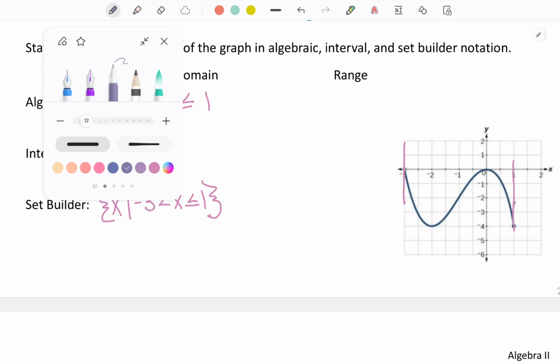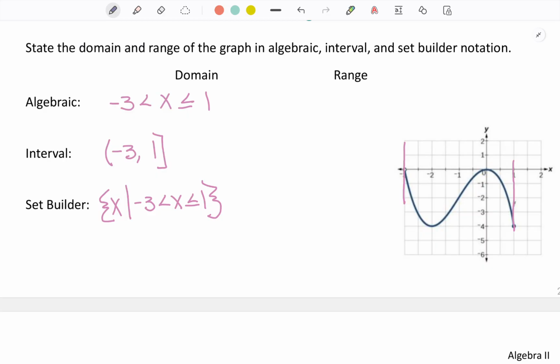For our range, this is going to be a little bit different. So we can go down to -4. But if we look at this end only, it looks like 0 is not included in our set. But if we go all the way across, we do have a point that 0 is defined. And so that makes it where we can include 0 as part of our range. So we can go down to -4. So we have -4 is less than or equal to y, which is less than or equal to 0.